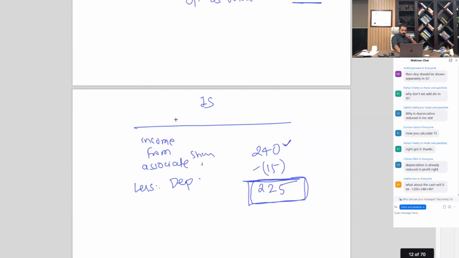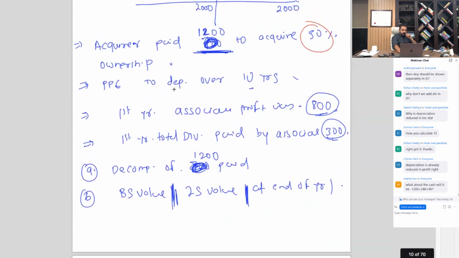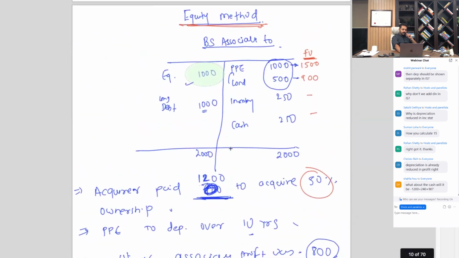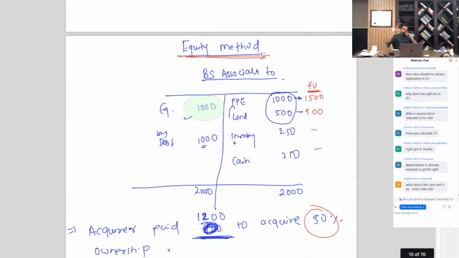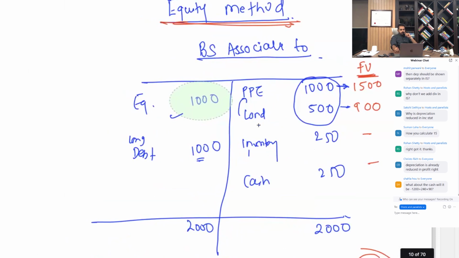How to calculate 15? 150 divided by 10. Why 10? PPE is to be depreciated over 10 years. Depreciation is already reduced in profit, no Christo, because see, think about it. When the associate is doing accounting, right? See, when I'm buying 30% doesn't mean they don't do their business. They are doing their own business. For them, I'm just a shareholder. When they do their accounting, on what amount of PPE are they charging depreciation? They are charging depreciation on 1000.